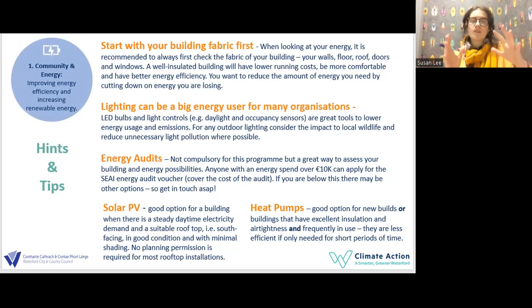So basically, you want to reduce the amount of energy you need, first of all, by just cutting down on the amount of energy you're using. And many buildings lose an awful lot of energy through the fabric. Don't forget as well to consider your lighting. So lighting can be a big energy user for organizations. Say LEDs use 85% less electricity than usual bulbs. And also, if you're doing outside lighting, please consider light pollution. Often we overlight areas and we don't take account of wildlife. And light pollution is one of those types of pollution that we can instantly get rid of by just turning off the lights or just lowering the lights.